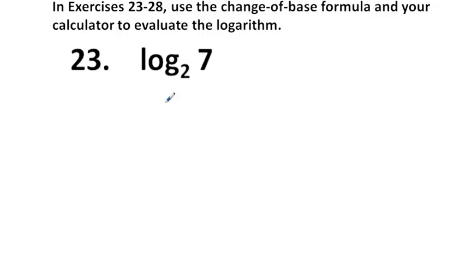And so here we are at the problem. We're going to rewrite this and evaluate, using the change of base formula. So it'll be log base B of X. We're going to take log, and when I say log this time without a subscript, I'm talking about log base 10 of 7, over log, which is log base 10 of 2.